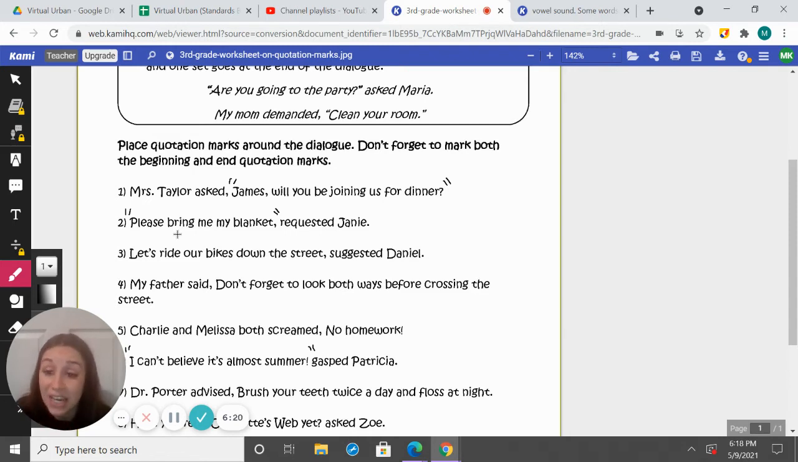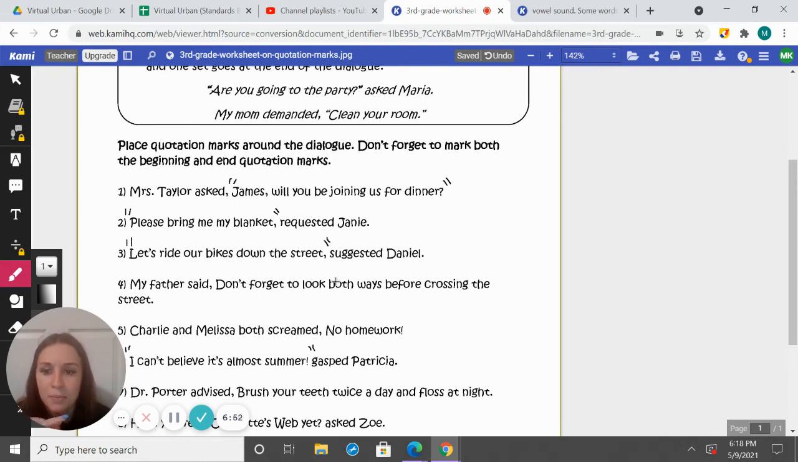So Daniel's suggesting, this is coming out of Daniel's mouth, "let's ride our bikes down the street." So that's what needs the quotation marks around it. "Let's" is the first word that he said, and "street" is the last word. Now I want you to think, does this comma need to be inside or outside the quotation marks? Let me hear you yell it. Yeah, it needs to be inside because that's that end punctuation and that's included. These are the words that Daniel suggested. Awesome job, 2nd grade. Let's keep it up.